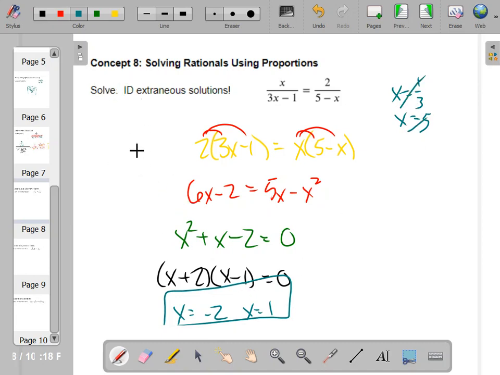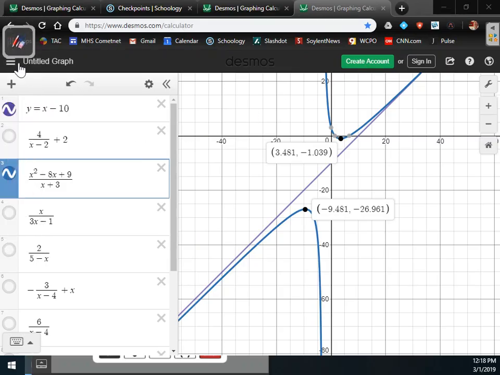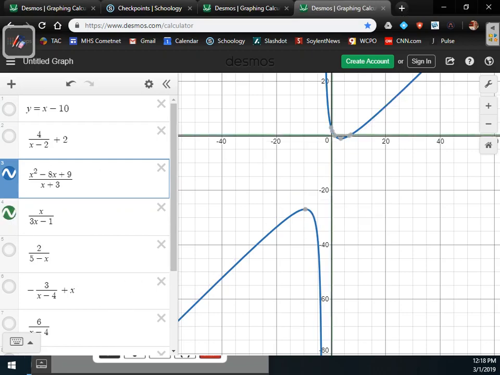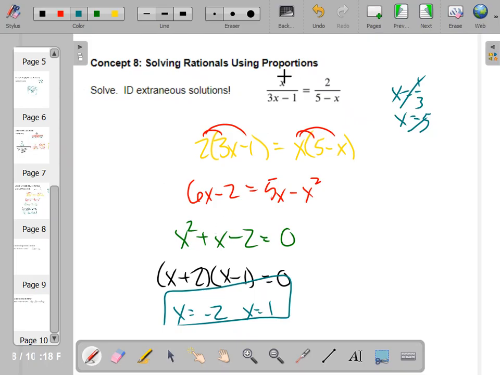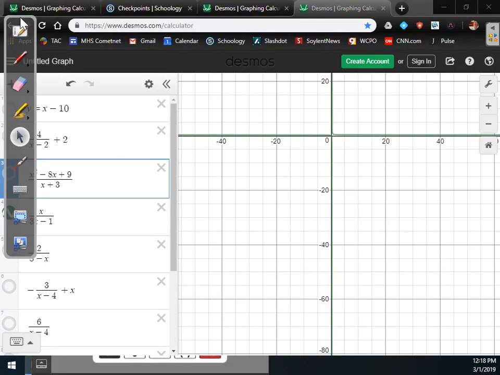Now, when you are solving, you should absolutely graph it to check your answer. So what I've done, I think, is graph this one right here. The way you graph it is you treat it like a system. Graph the left side and graph the right side. So x over 3x minus 1 and 2 over 5 minus x.